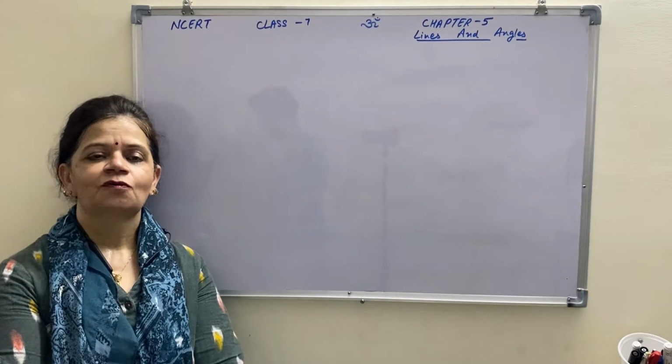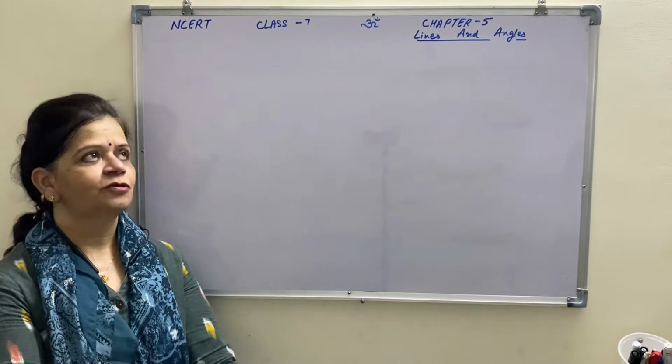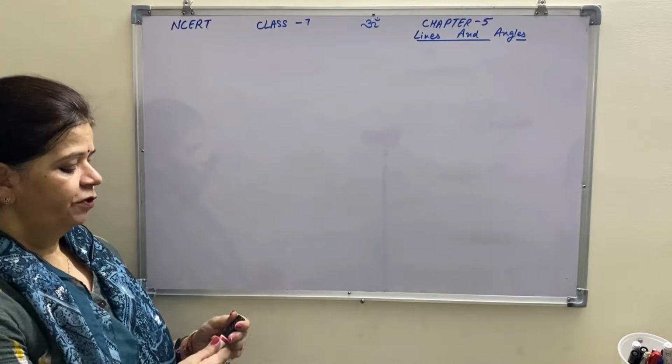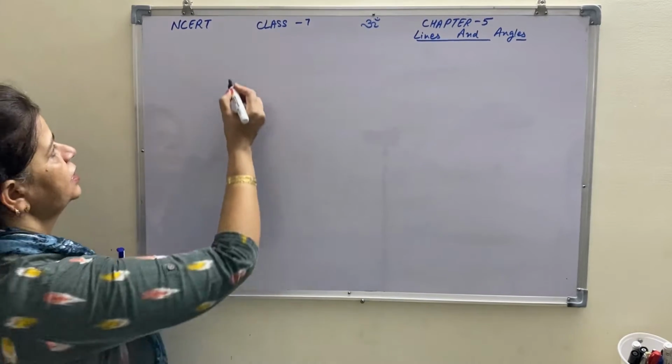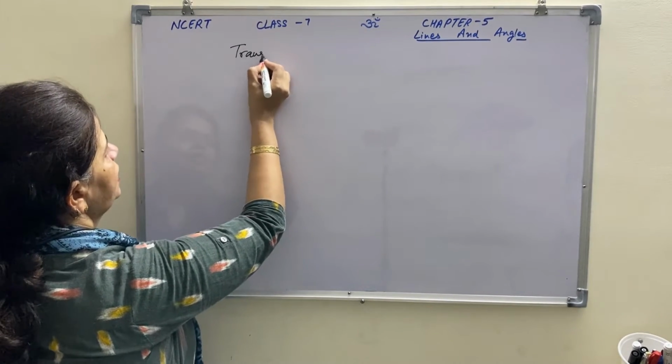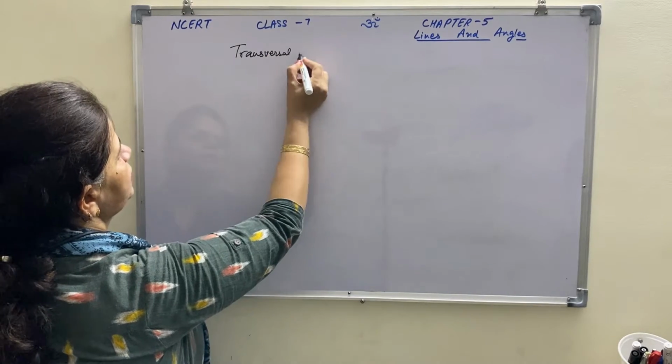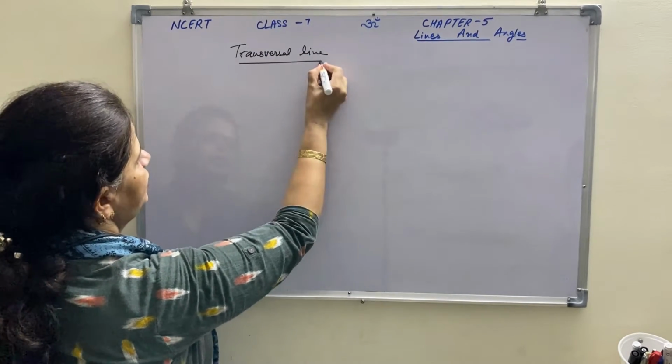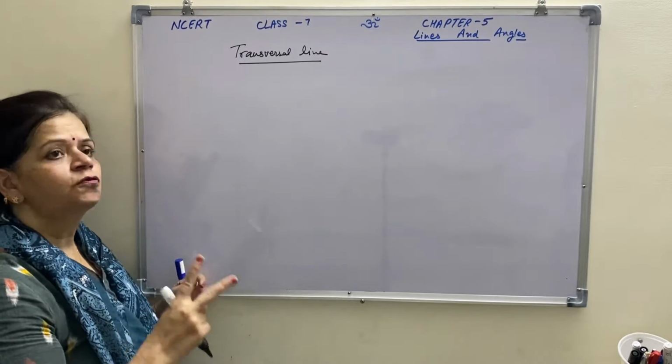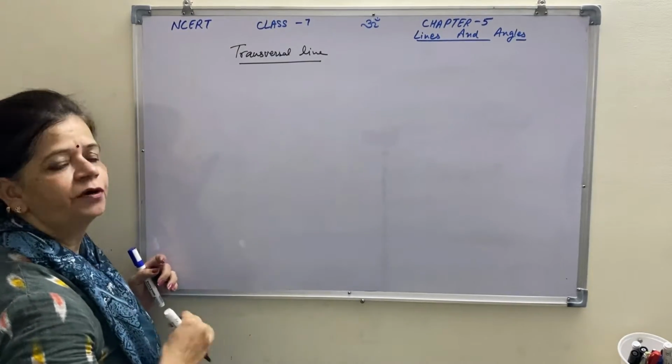In the last video, we learned about types of angles. We will continue that, and the next topic is the transversal line. What is a transversal line? A transversal line is a line which crosses two or more than two lines at different points.